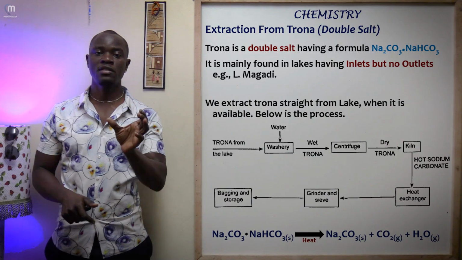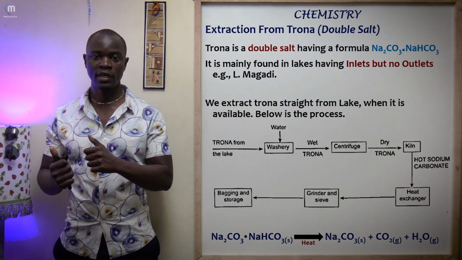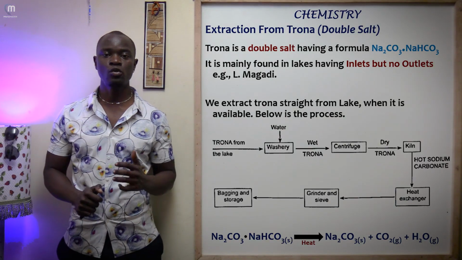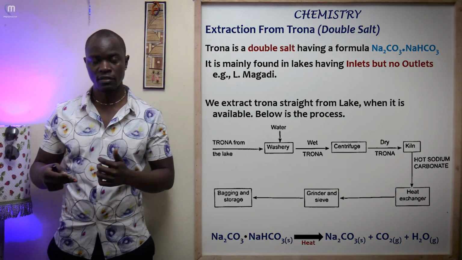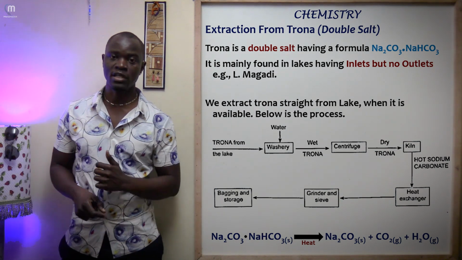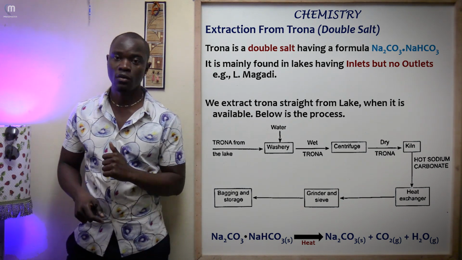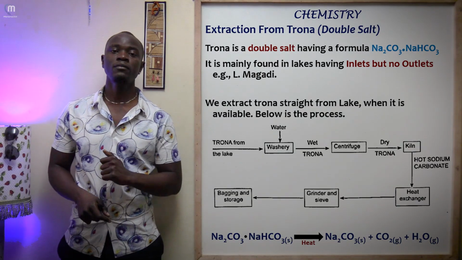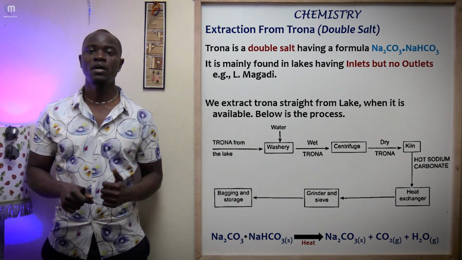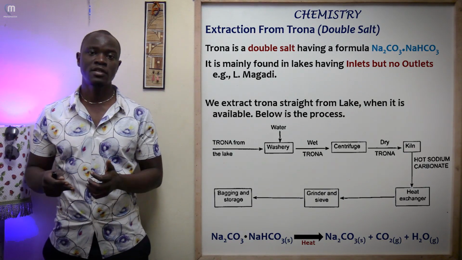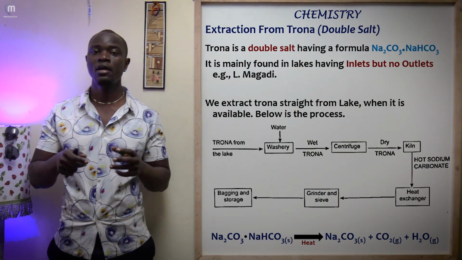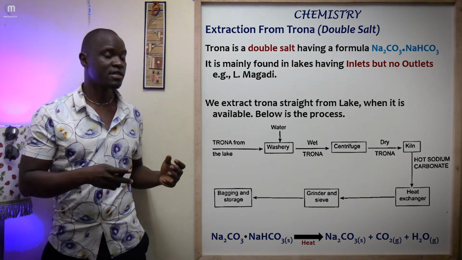So this Trona from the centrifuge now enters into the kiln. Right here in the kiln, the Trona is heated to about 300 degrees Celsius. After Trona is heated, you can see the equation that happens. The sodium hydrogen carbonate is going to decompose to form carbon dioxide, sodium carbonate, and then the other one will be water molecules. So that is exactly what will happen.